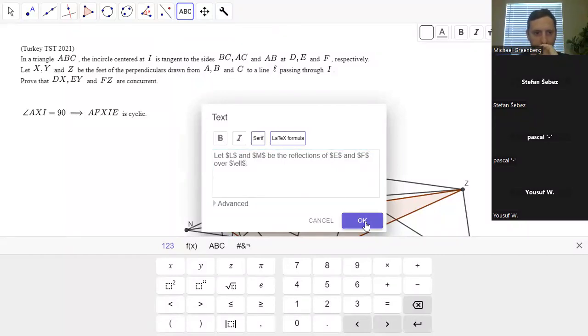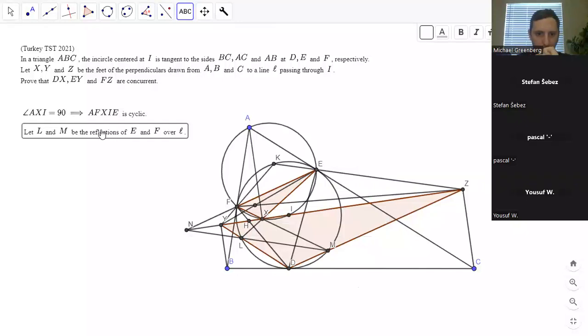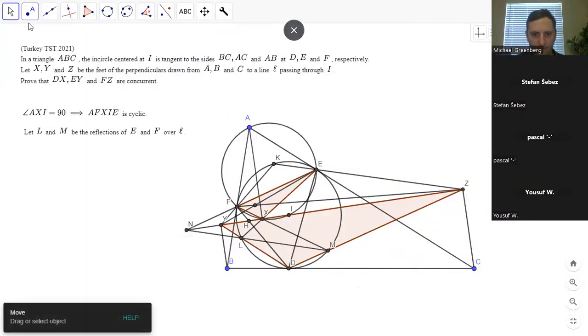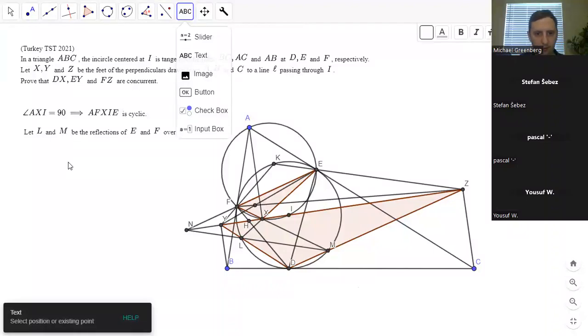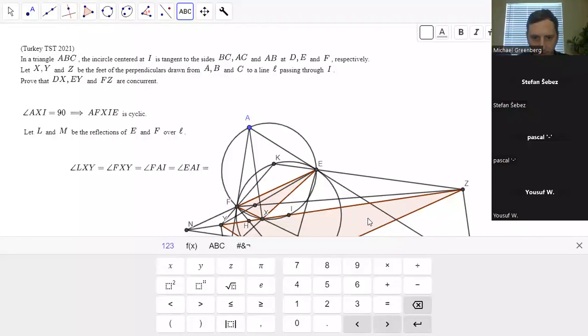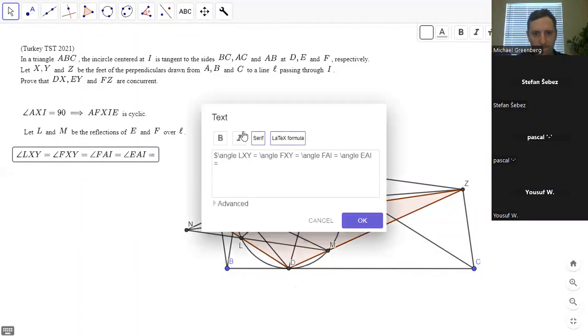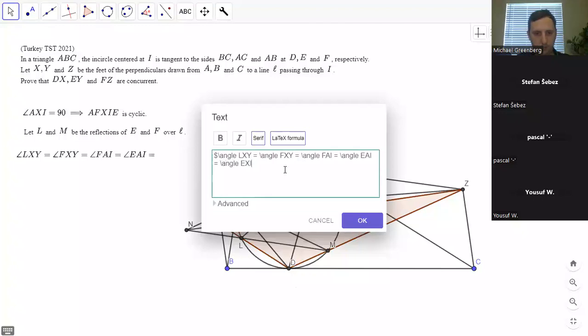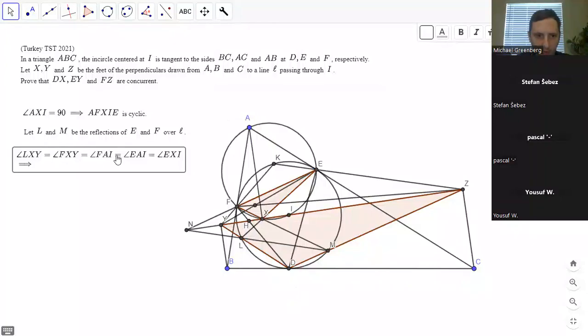All right. So we have angle LXY is FXY is FAI, which should be angle EAI, which is angle EXI. That means that L, X, and E are collinear.